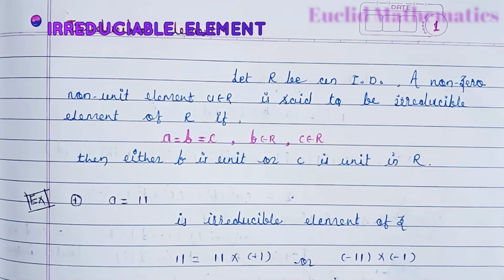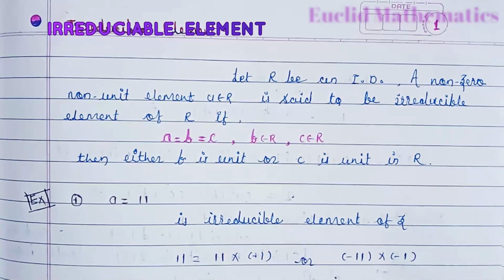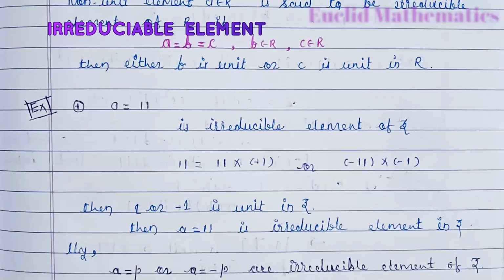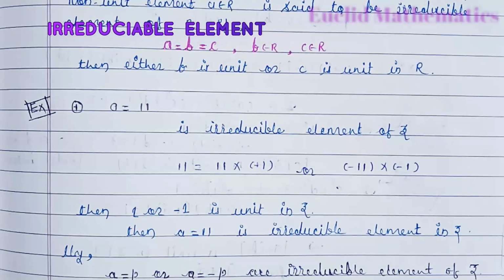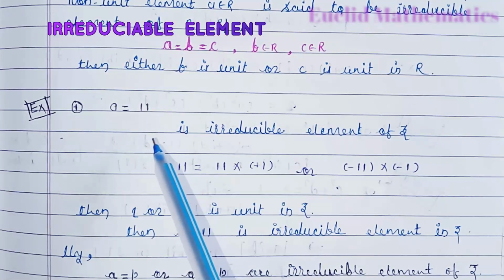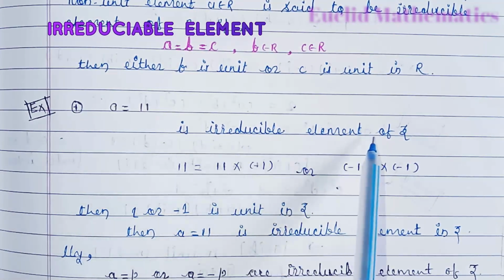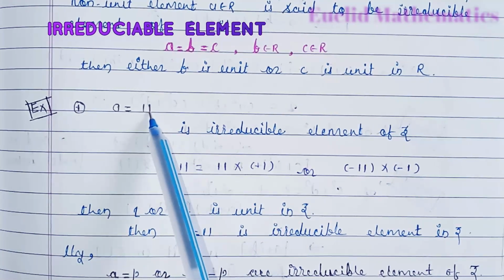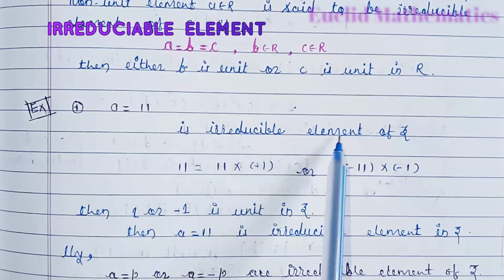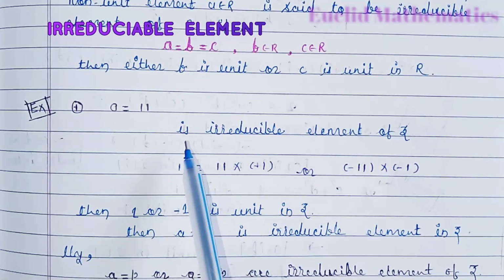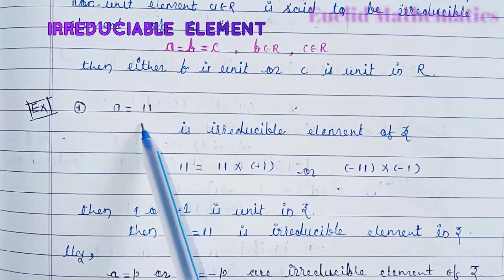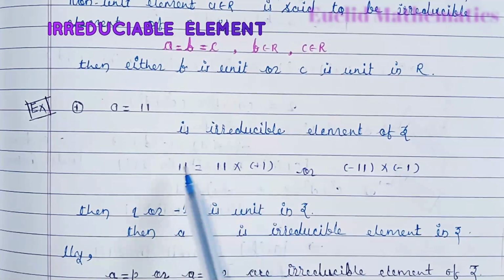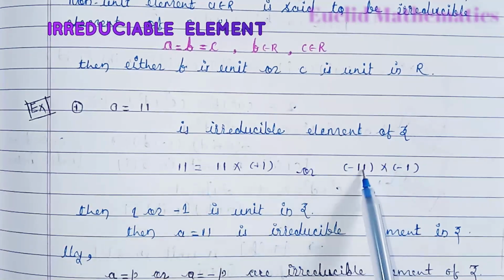Let's see some examples on our integral domain. Once we see some examples, the concept will become very clear. Now see here, in example one, I consider a equal to 11. It is a prime number, and we have to check whether it is an irreducible element over Z or not. We know that a equal to 11 is an irreducible element over Z, but let's check how it comes. 11 can be written as a product of two numbers: 11 times 1, which is 11, or 11 can be written as minus 11 times minus 1.